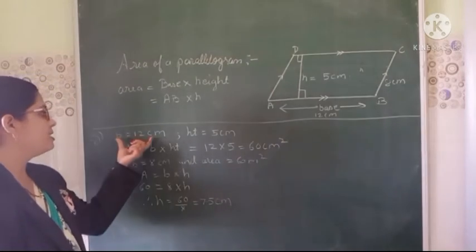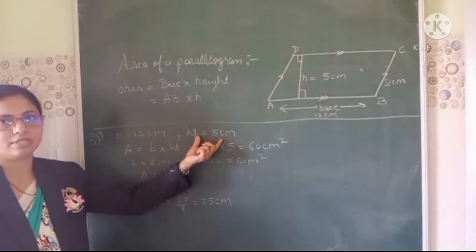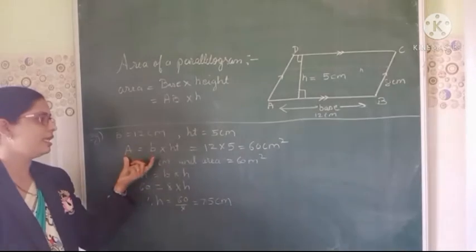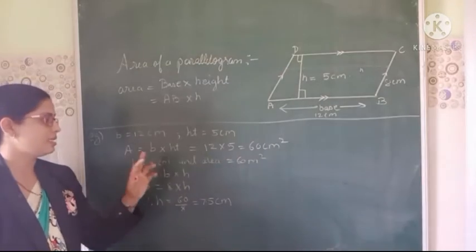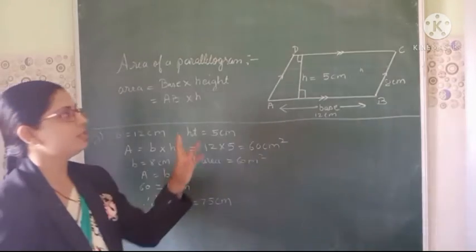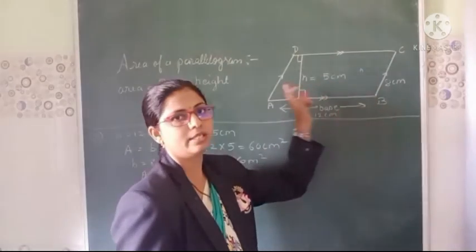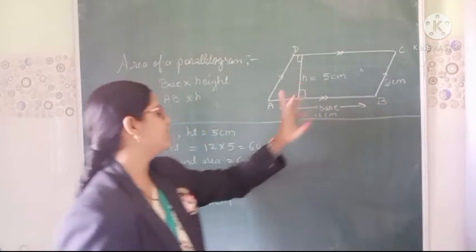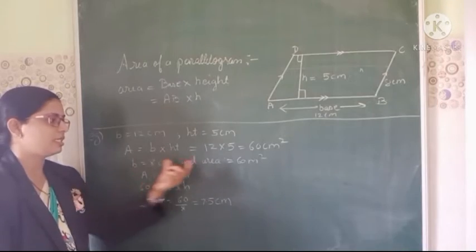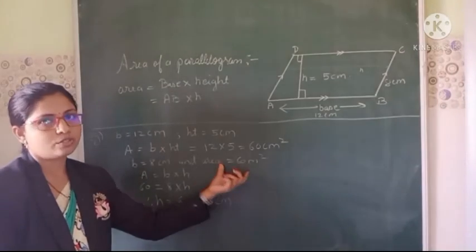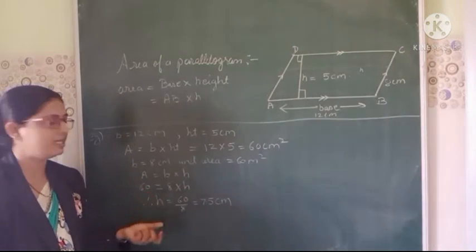Just see, base is given as 12 centimeter, height is given as 5 centimeter. So we will find the area by putting the values in the formula. Now next, they told us to find the distance between these both, that means the height between these sides. So how much will it be? Base will be 8 centimeter and area we know. So from this formula we can find the height of that side.